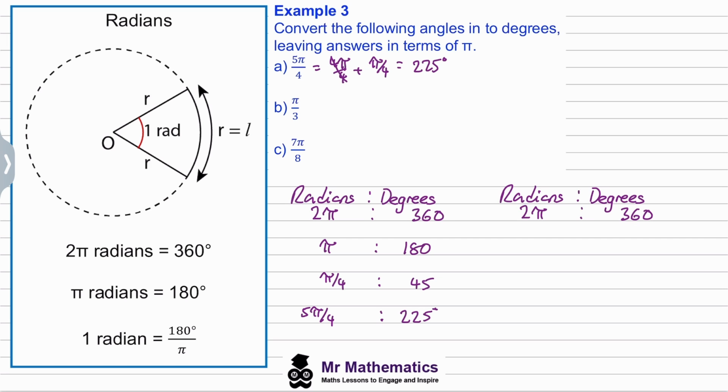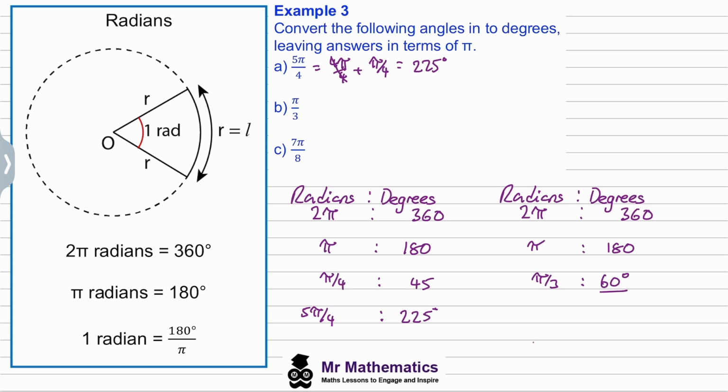Okay, so welcome back. So for part B, pi over 3, well, we know pi will be 180 degrees. So pi over 3 will be 180 divided by 3, so 60 degrees.